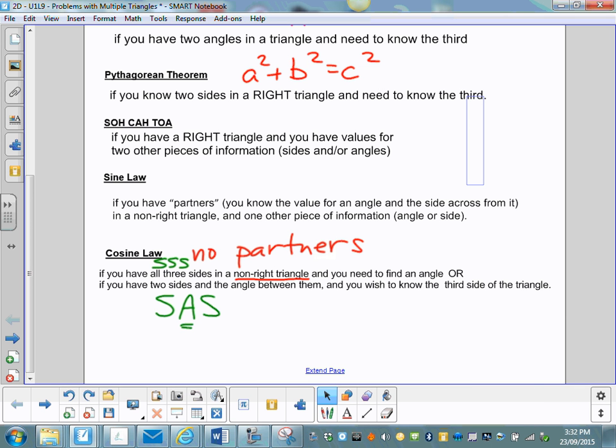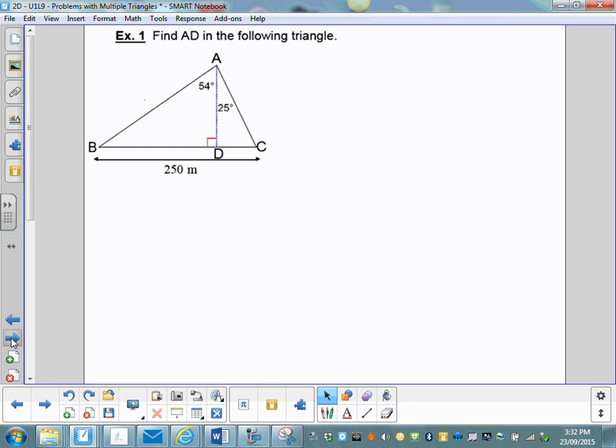Okay, so there's a lot of different formulas that we use here, and it's important that we know when to use each one. So we're going to go through some examples here and talk about what we use in each of these cases. So in this case, we're being asked to find AD.